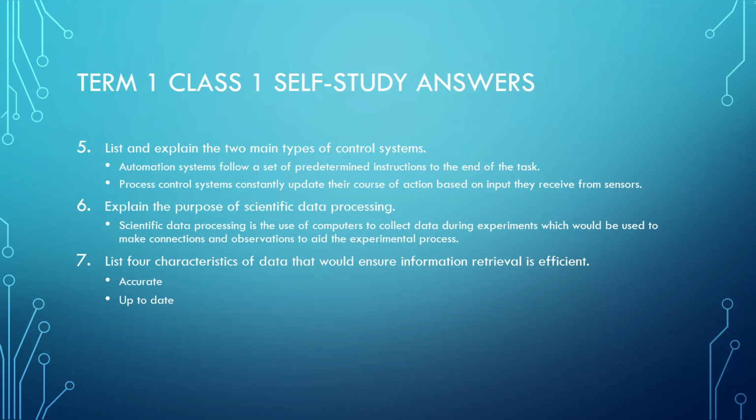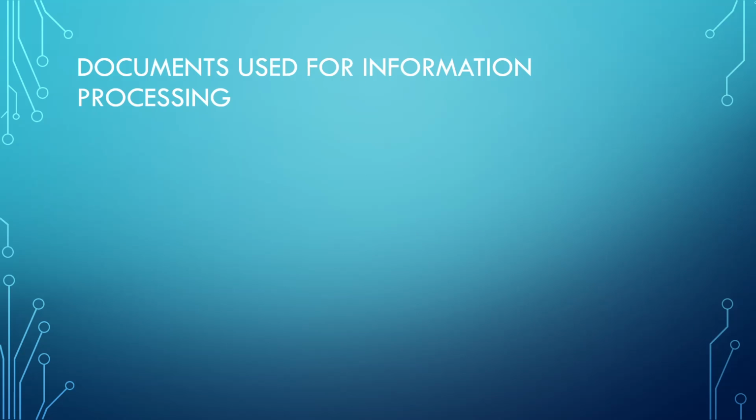So first, we're going to look at documents used for information processing. We have source documents, human-readable documents, machine-readable documents, and turnaround documents. First, we're going to get into source documents.